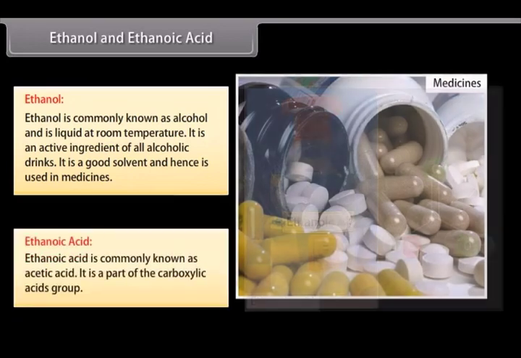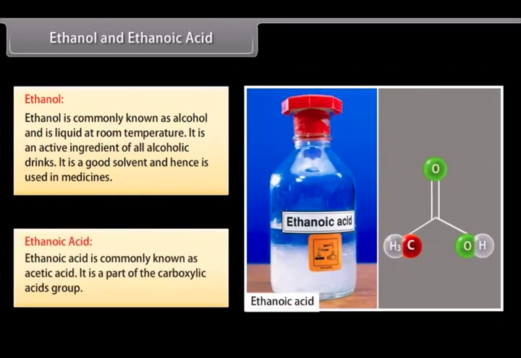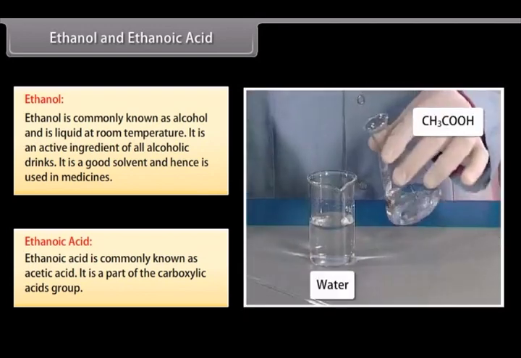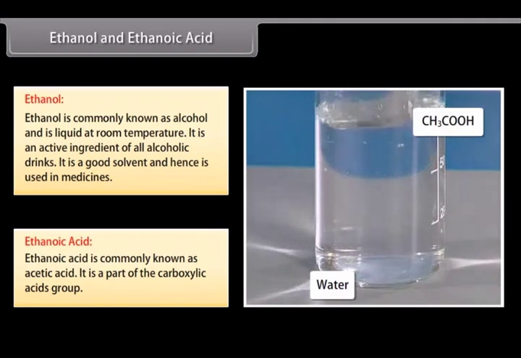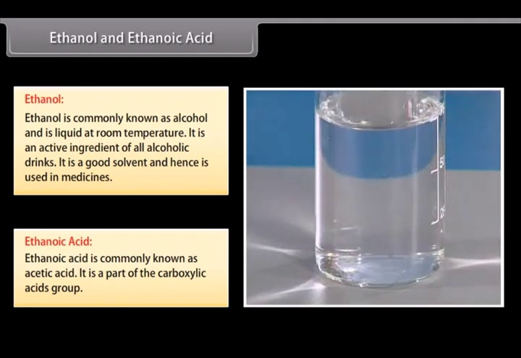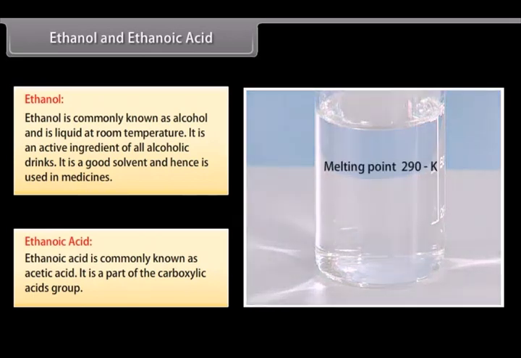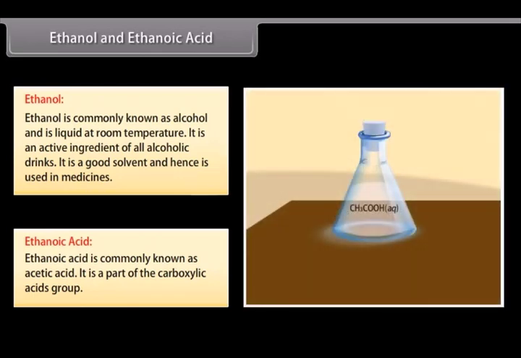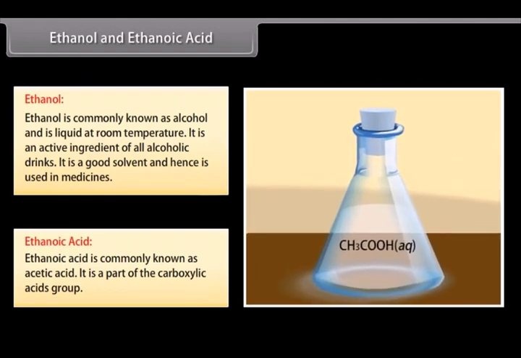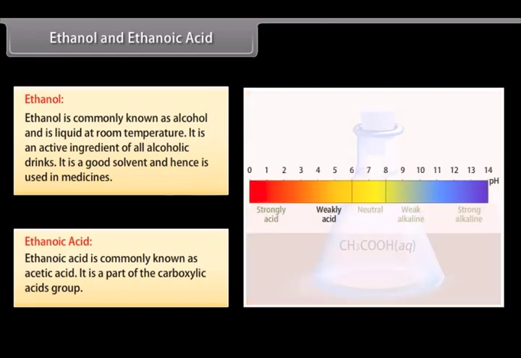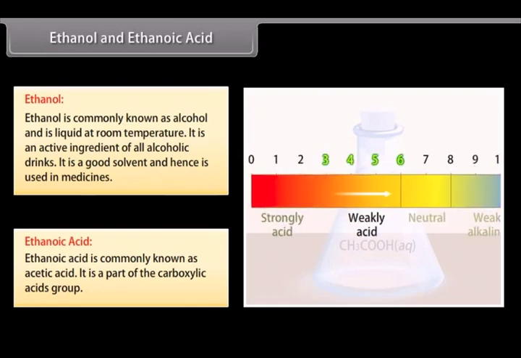Ethanoic acid. Ethanoic acid is commonly known as acetic acid. It is part of the carboxylic acids group. When a 5 to 8% solution of acetic acid is mixed in water, it forms a substance called vinegar. The melting point of pure ethanoic acid is 290 Kelvin. Because of this property, it freezes during winter and hence is also known as glacial acetic acid. Carboxylic acids are characterized by special acidity. However, as carboxylic acids are not completely ionized, they are weak acids.